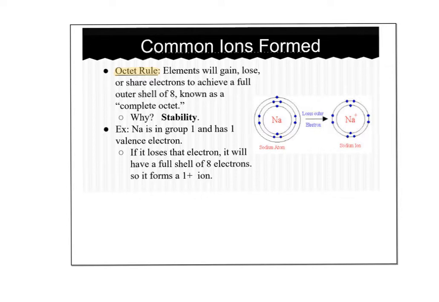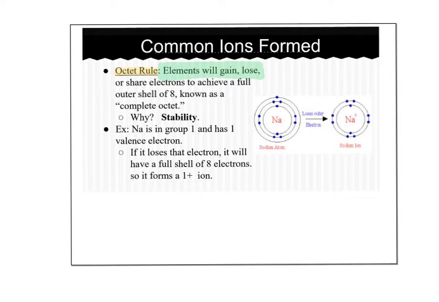In this unit, we are going to focus on elements gaining and losing electrons. We will talk about sharing electrons next unit. But why would an element want to gain or lose electrons? Why would they give away what they have, or why would they beg for more? The real reason elements will do this is stability. If they gain or lose electrons and have that full outer shell, they will feel more stable.